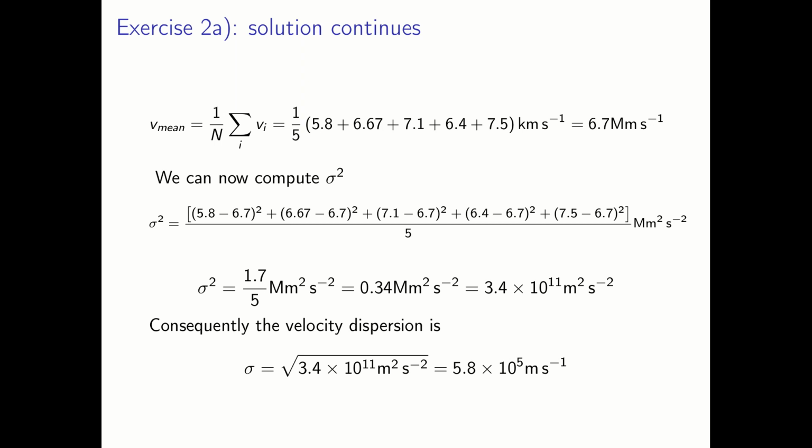And now we have to convert this into meters. So since 1 megameter is 10 to the 6 meters, we have a squared, so the conversion factor is 1 times 10 to the 12. That's how you get the last passage for the right hand side. Consequently, the velocity dispersion, which is the square root of what we got, is 5.8 times 10 to the 5th meters per second.